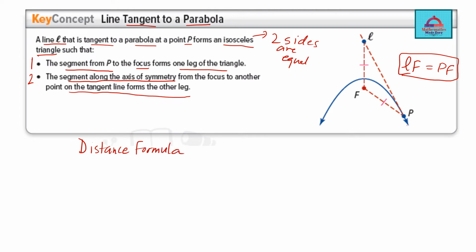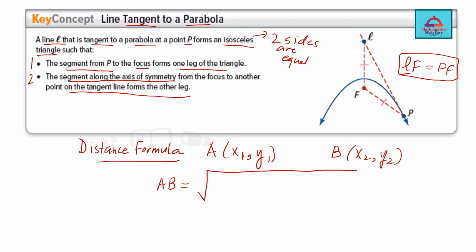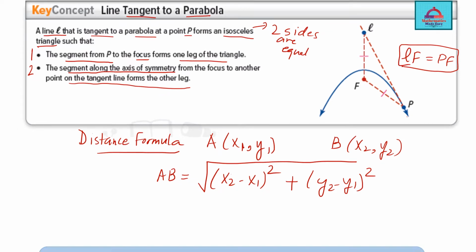So for anyone who has forgotten, if A and B have coordinates x1, y1 and x2, y2, then the distance AB given by the distance formula is the square root of (x2 minus x1), the difference of the x coordinates, squared, plus (y2 minus y1), the difference of the y coordinates, squared. So this is the distance formula. Let's use this to solve questions on tangent to a parabola.